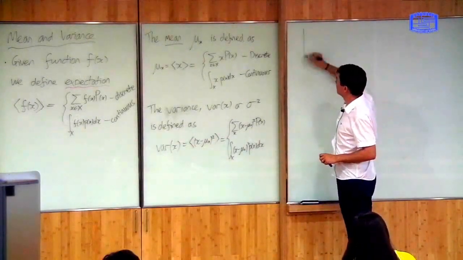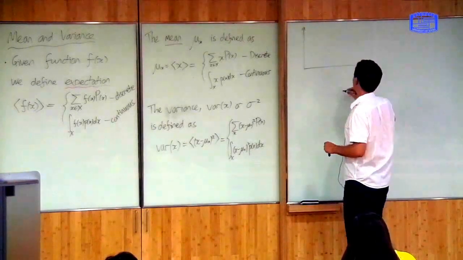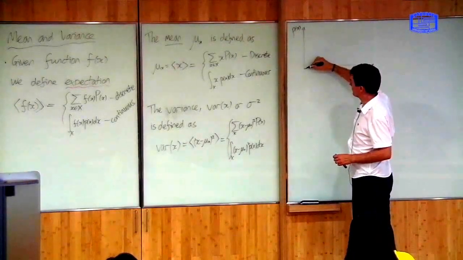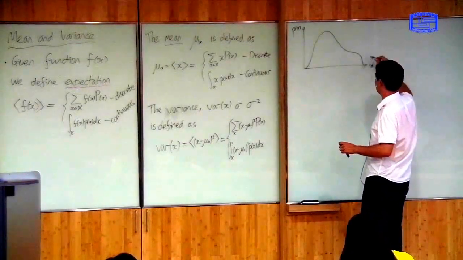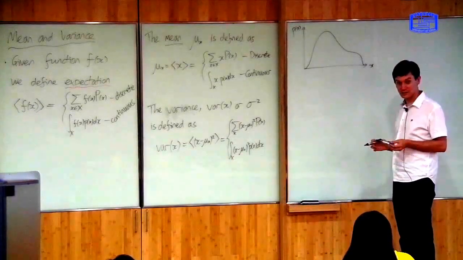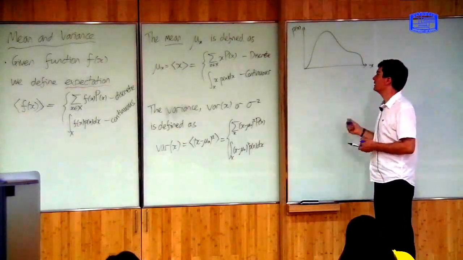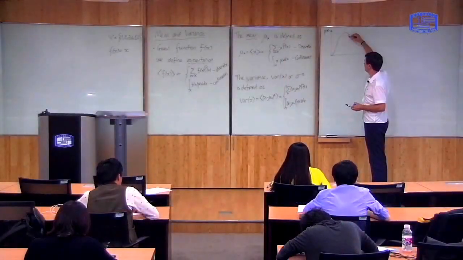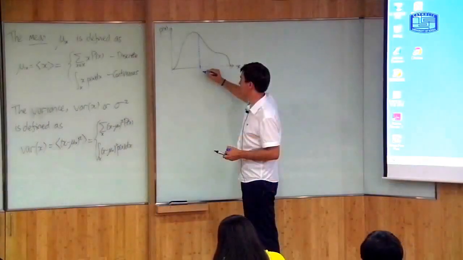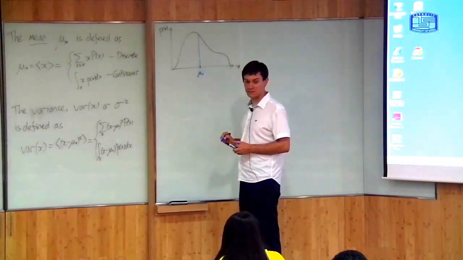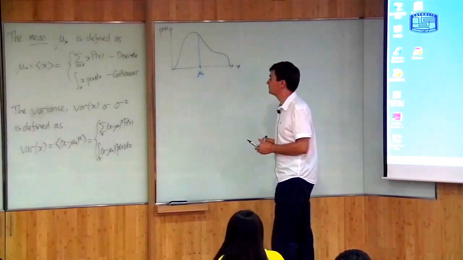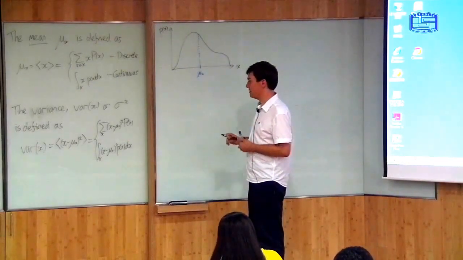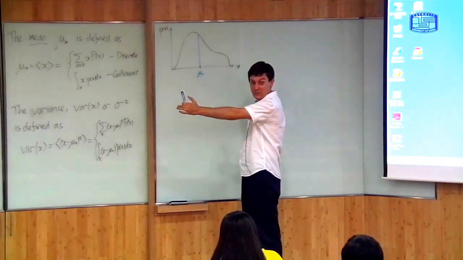These things have quite a simple meaning. If I consider a continuous case, I've got some probability function that looks something like this, say. Then the mean, mu, tells me a number somewhere in the middle. So it tells me roughly where the center of this distribution is. For example, for this one, it might be somewhere here. The variance tells you how wide the distribution is.